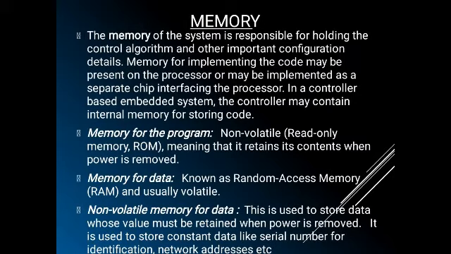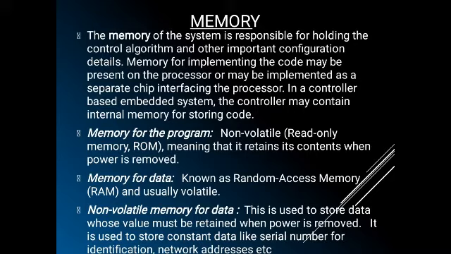Next one, memory. The memory of the system is responsible for holding the control algorithm and other important configuration details. Memory for implementing the code may be present on the processor, or it may be implemented as a separate chip, or it can be interfaced through some separate interface. In a controller based embedded system, the controller may contain the internal memory for storing the code.